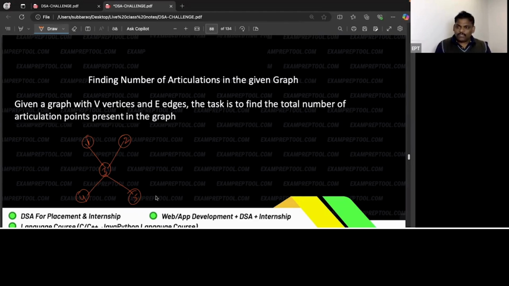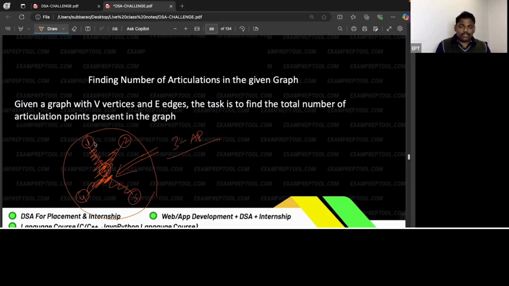Now give the answer to me. In this connected graph, by deleting which vertex does the graph become disconnected? If you delete 3 together with its edges, the graph becomes disconnected. Then vertex 3 is called an articulation point. So see this one, 3 is gone together with its edges, then the graph becomes disconnected, so vertex 3 is an articulation point.